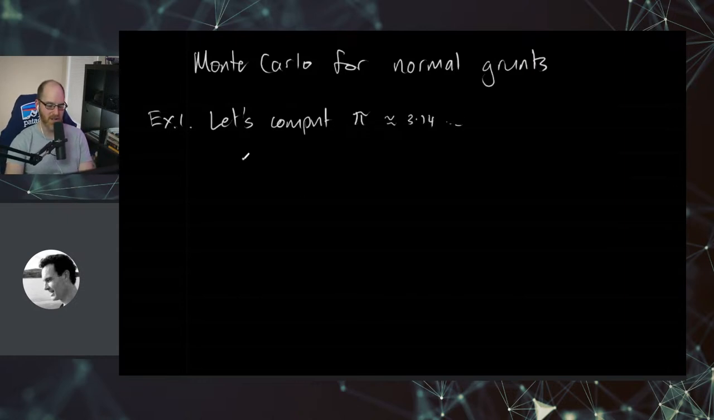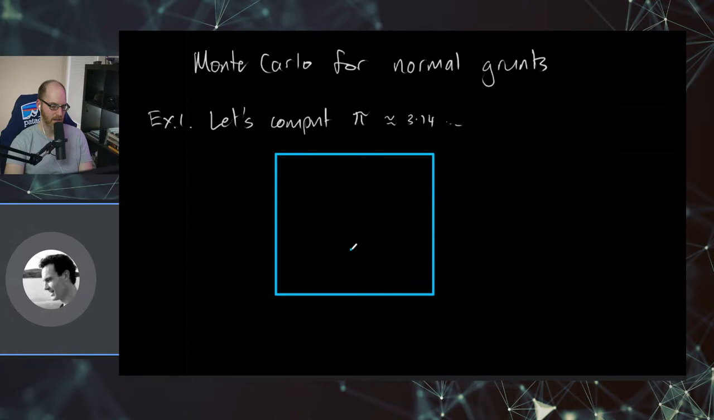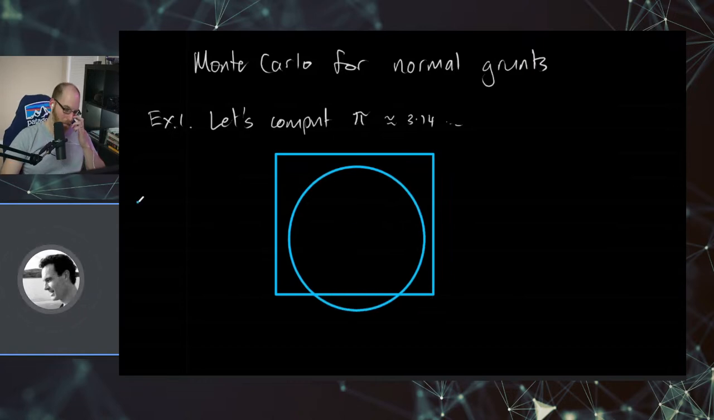But Bijou, talk to me about Monte Carlo. Yeah. Let me see if I can draw a square. Oh, yeah, it works. That's supposed to be a square. Draw a circle here. That's supposed to be a circle.